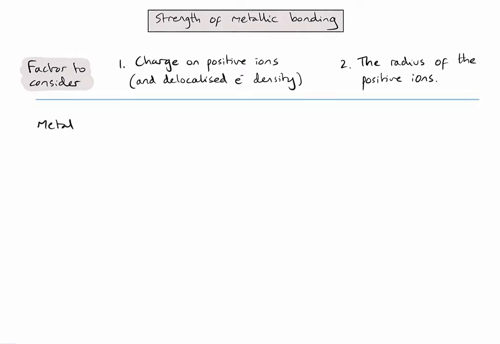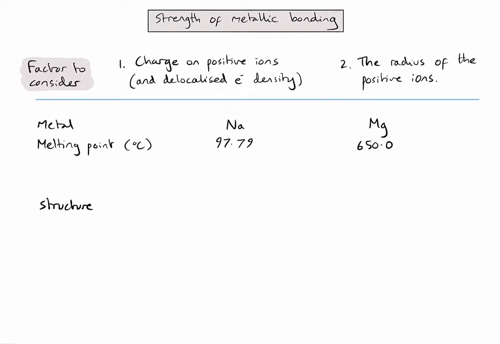Let's compare sodium and magnesium metal. Here are the values for melting point found in the data booklet. And clearly you can see that magnesium metal has a significantly higher melting point, and we need to be able to explain why that is. In order to do so, let's start by drawing a structure for each of those metal substances.